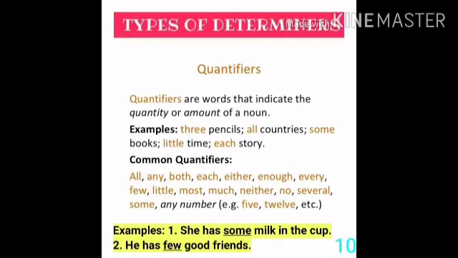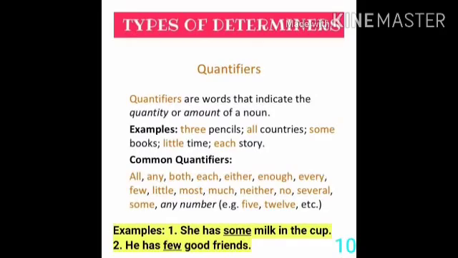Some common quantifiers are all, any, both, each, either, enough, every, few, little, most, much, neither, no, several, some, or any number. Let's look into these examples. First, she has some milk in the cup. Here, some defines the quantity of milk she has. Next example is, he has few good friends. Here, few defines the number of friends he has. So, as quantifiers determine the quantity of a noun, they come in the category of determiners.